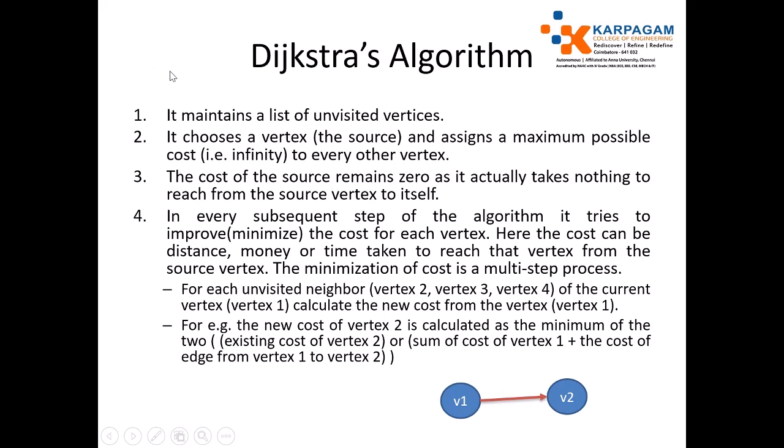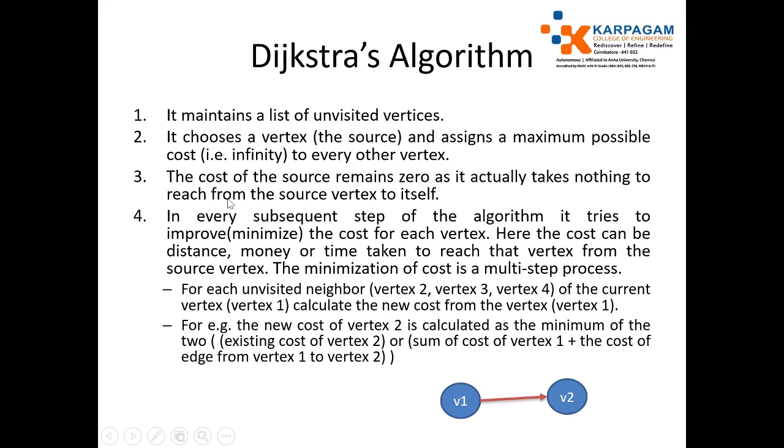So one example for the single source shortest path problem is Dijkstra's algorithm. Okay, I will read the general algorithm for Dijkstra. It maintains a list of unvisited vertices in an array, with all flag values set to false. It chooses a vertex, that is the source vertex, and assigns a maximum possible cost, infinity, to every other vertex.